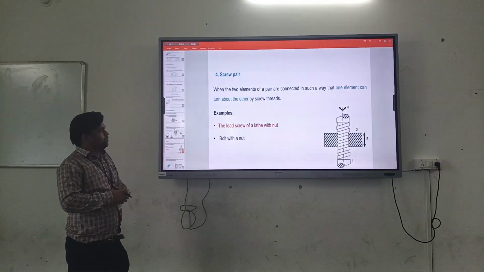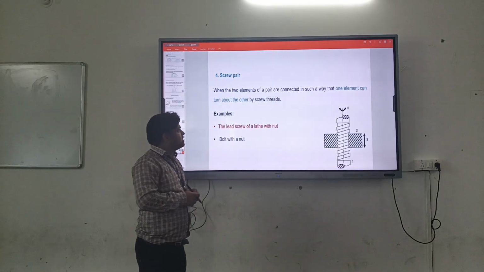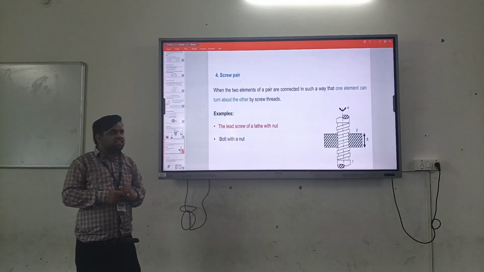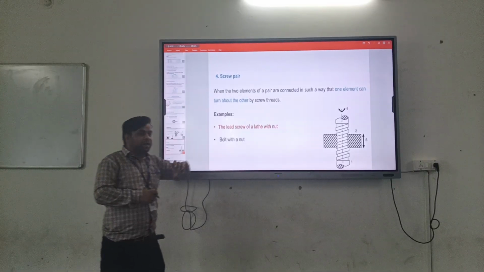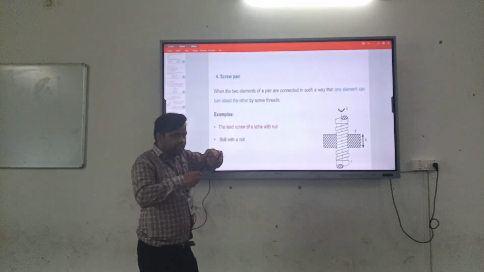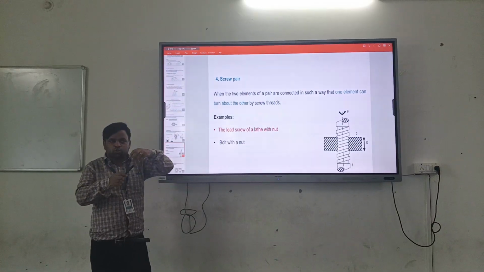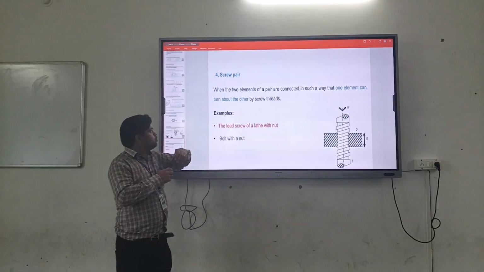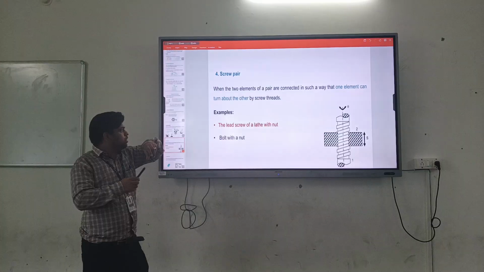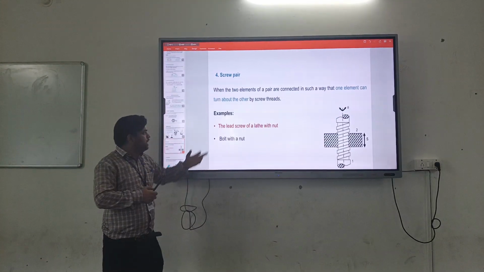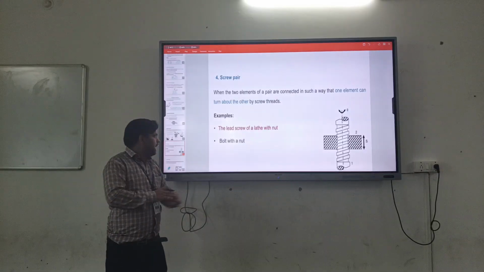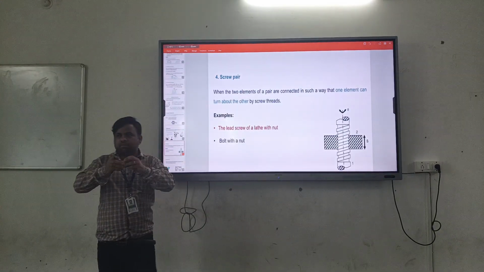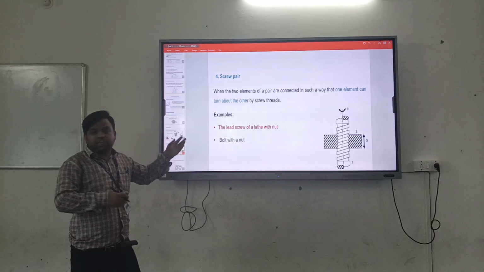Now the screw pair. A screw pair is connected in such a way that one element can turn relative to another by a screw thread. It makes a pair with a screw thread, so that it can turn about that thread. Example, the lead screw of a lathe with nut, and a nut and bolt is the best example of a screw pair.